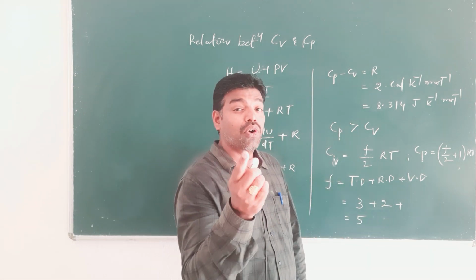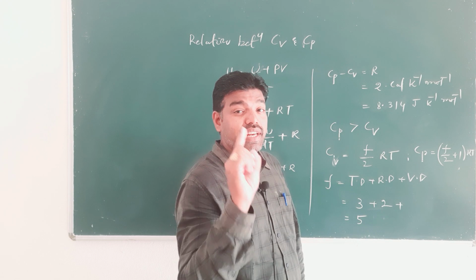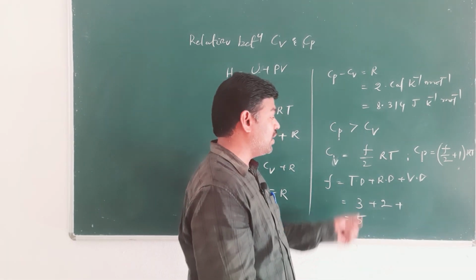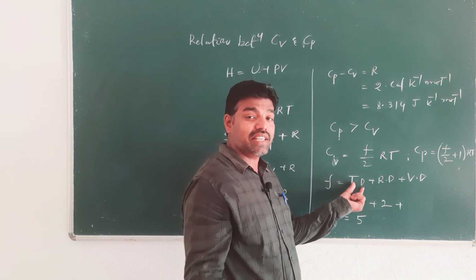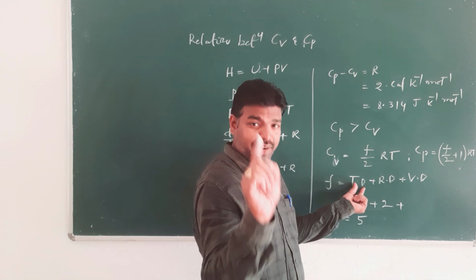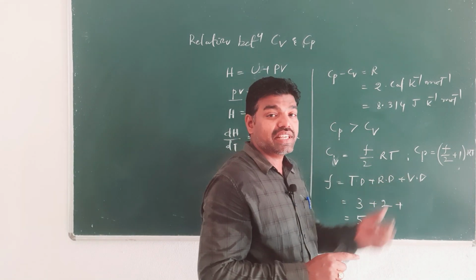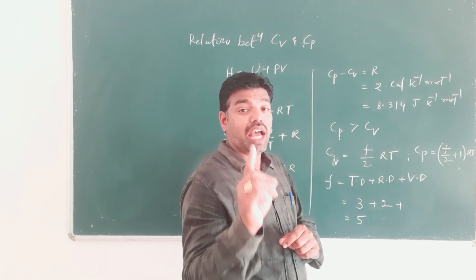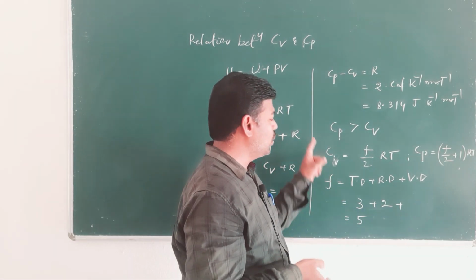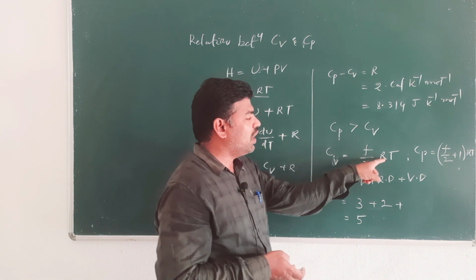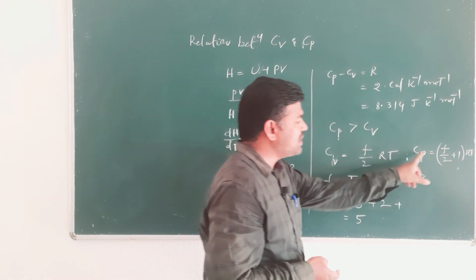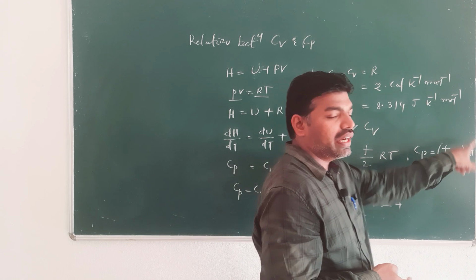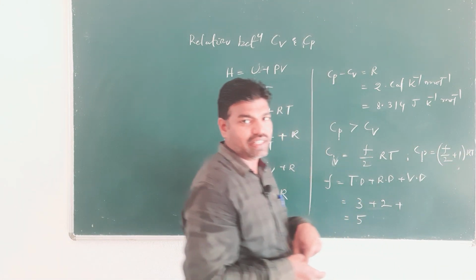But in the case of monoatomic gases, only translational degrees of freedom are present. Rotational and vibrational degrees are absent in monoatomic gases. So Cv is equal to F by 2 RT, and Cp is equal to (F by 2 plus 1) RT, in the case of diatomic gases, right?